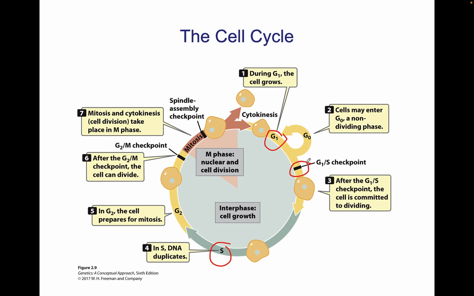Once the cell has committed to dividing and has successfully passed through that first G1/S checkpoint, it goes into the S phase, where it undergoes replication in a process we know as DNA replication, which we'll talk about.